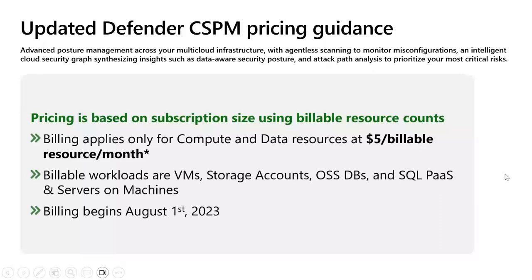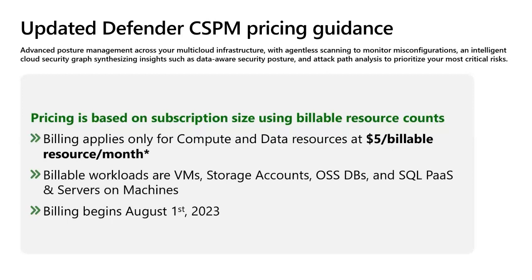And just to give an updated Defender CSPM plan pricing, the new price is $5 per billable resource per month. The billing starts from 1st August, and for those who already enabled Defender CSPM, the plan will remain free until end of July. Billable workloads are virtual machines, storage accounts, open source databases, and SQL PaaS and SQL servers on the machines.